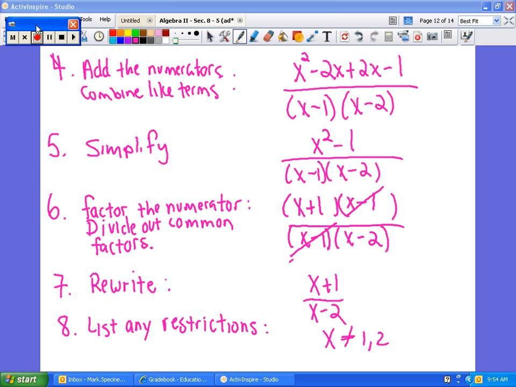So my two restrictions are the two numbers that are going to make each of these add up to 0. So here I have, if my factor is x minus 1, the value that makes it add up to 0 is positive 1. If my factor is x minus 2, then my value is positive 2.